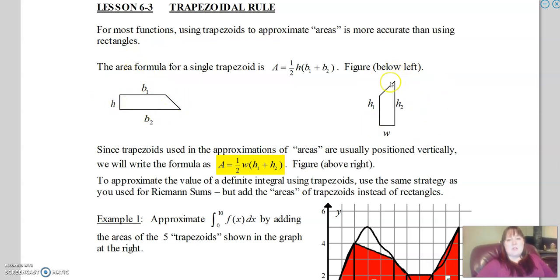Now this one over here is basically the exact same thing, right? Except instead of having base 1 and base 2, we've renamed them height 1 and height 2. And we've called the height a width now because it's standing on end instead. So it's really the same thing. You take these two long pieces, add them together, divide by two, multiply by the width. That's really all it is. Okay? So let's see how we can do this.